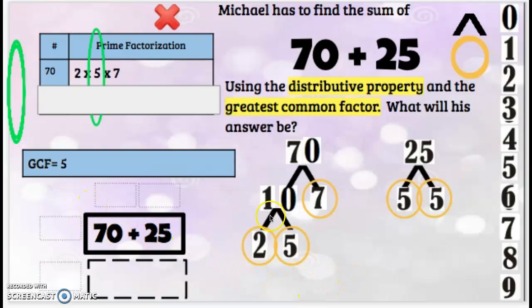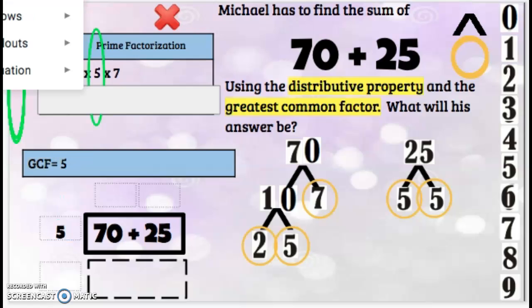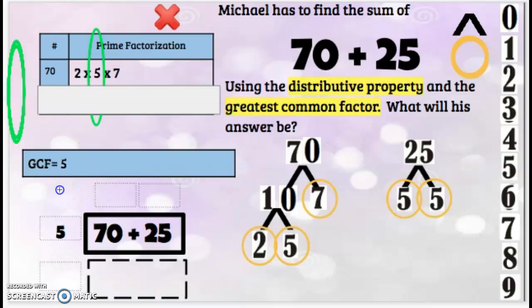So now I got to do the distributive property. So I'm factoring out that 5. So I'm going to put my 5 here. And then I have to figure out, okay, well, 5 times what is going to give me 70? So 5 times what gives me 70? If I were to count by 5s, I would get 14. And then 5 times 5 gives me the 25.